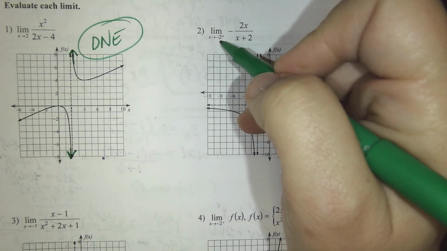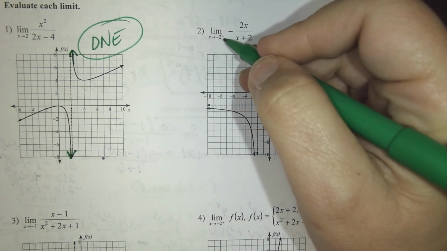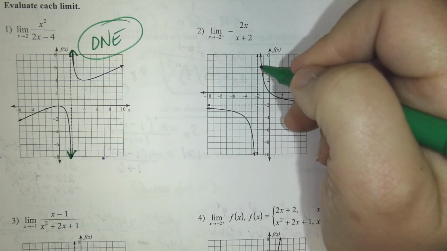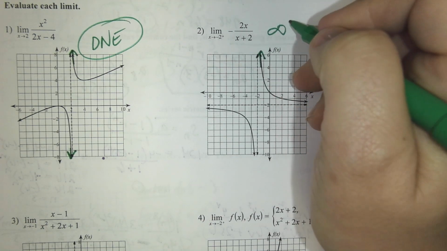This one wants you approaching negative 2, which is an asymptote only from the right. Well, that one is just looking at this side right here, which is infinity.